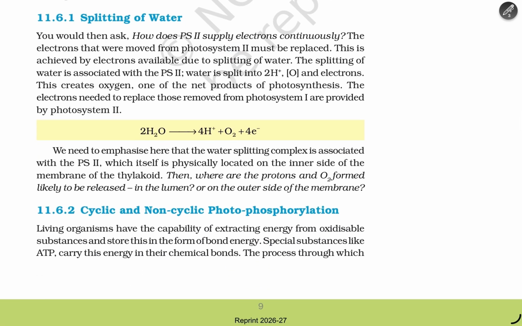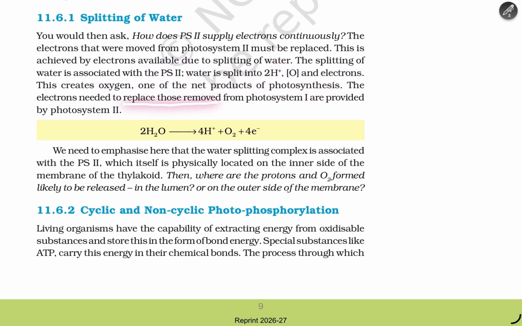You may then ask, how does PS II supply electrons continuously? The electrons that were moved from PS II must be replaced. This is achieved by electrons available due to the splitting of water. The splitting of water is associated with PS II. The water is split into 2H plus, O and electrons. This creates oxygen, one of the net products of photosynthesis.